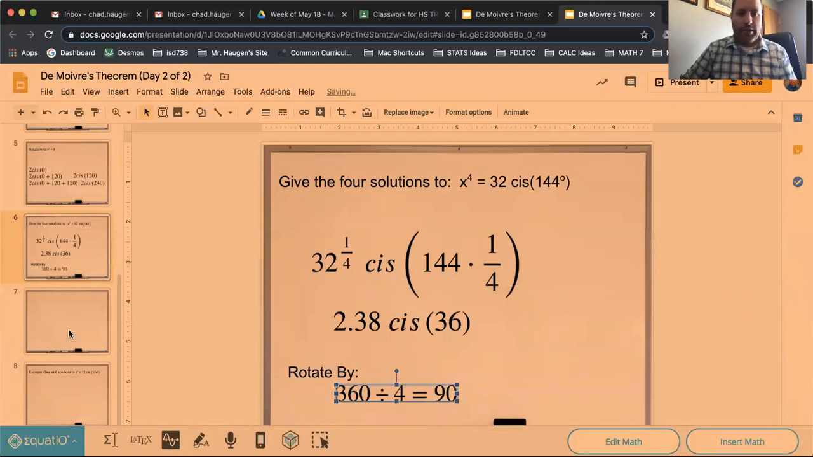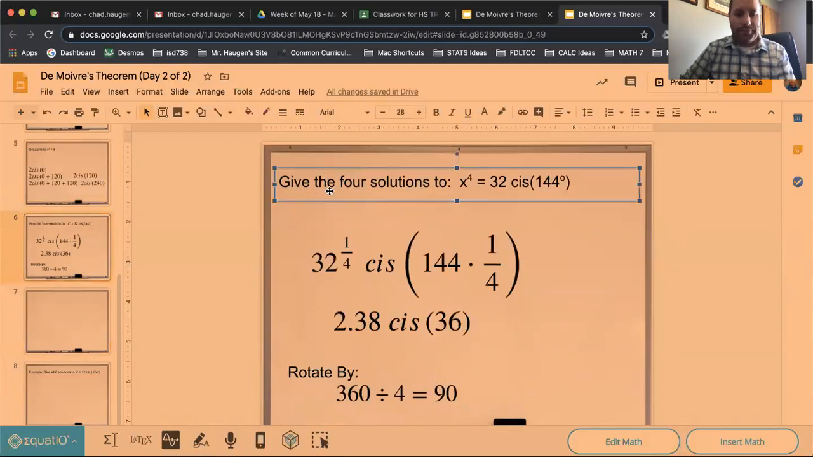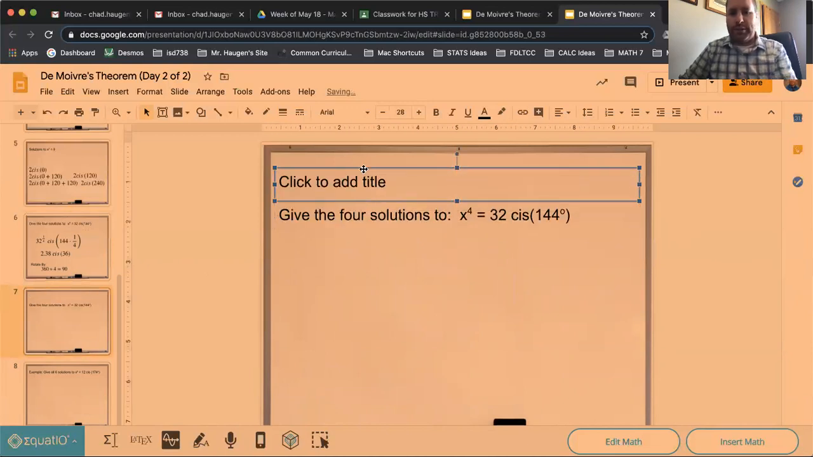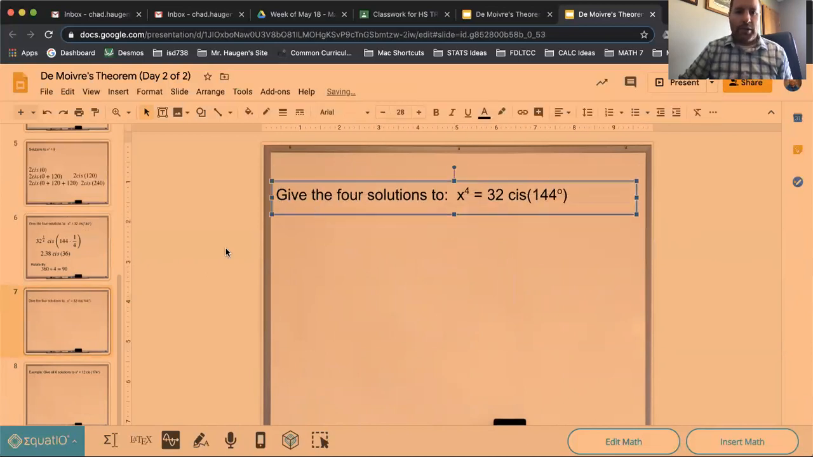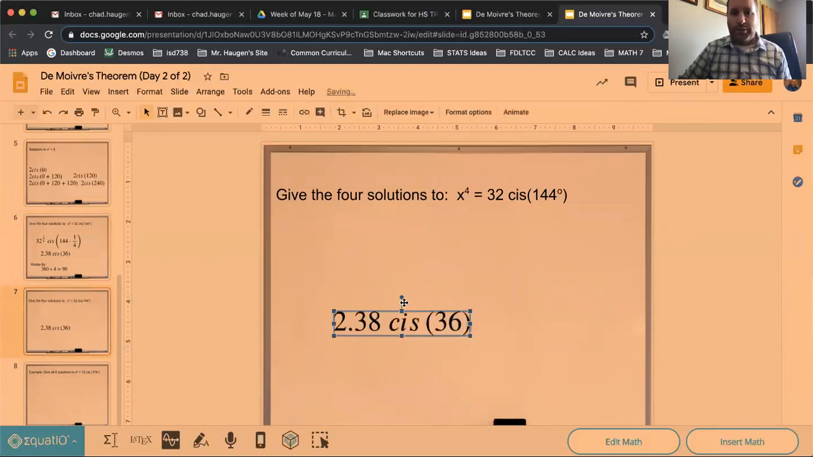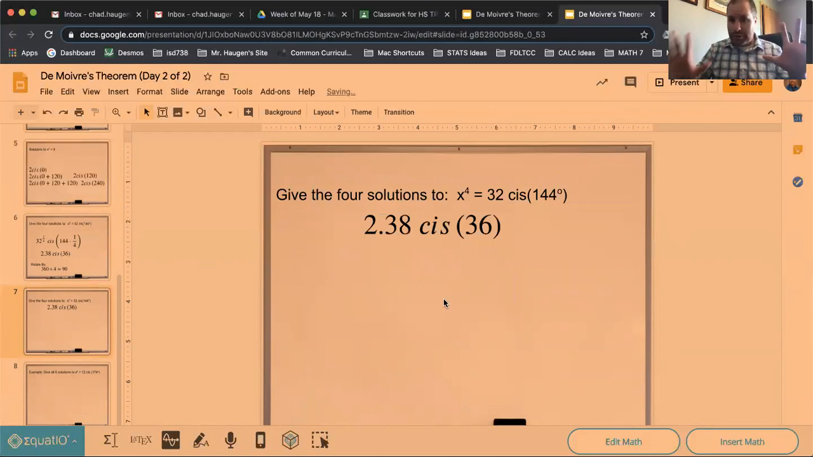Okay, so here are our solutions. Let's go here, giving all 4 solutions to this problem. Let's get rid of this title. So all 4 solutions. Solution number 1 is right here. Okay, we don't have to change anything.